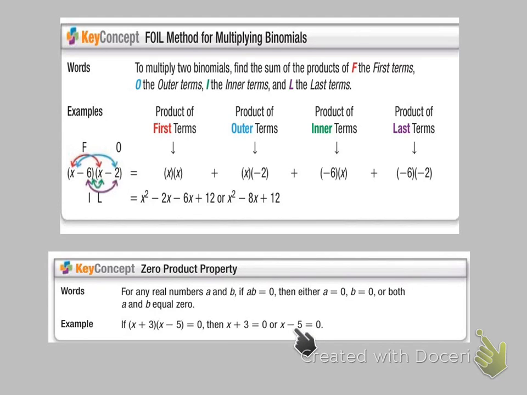Where this is going to come into play today is you're going to factor. You're going to turn these trinomials into two binomials like this. You're going to unfoil these. That's what today is about.